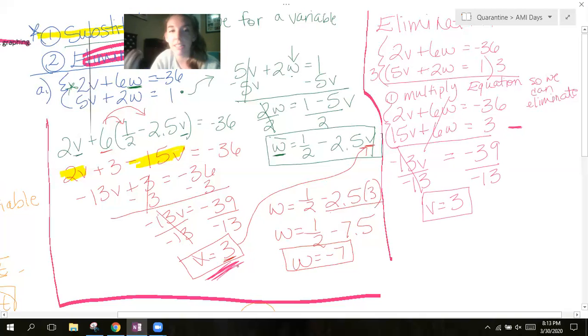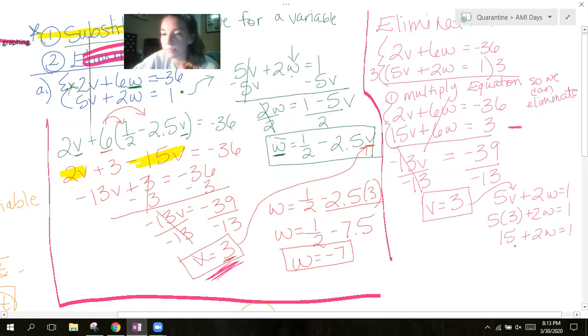And that is exactly what we got earlier when we did it by substitution. So just because we're solving it a different way doesn't mean you should get a different answer. Now that we know what v is, we can just take one of the original equations and solve it for w. It doesn't really matter which one you choose, so I'm going to choose 5v plus 2w equals 1. And I know that v equals 3, so I'm just going to substitute that in. Same concept. So 5 times 3 plus 2w equals 1. That's 15 plus 2w equals 1.